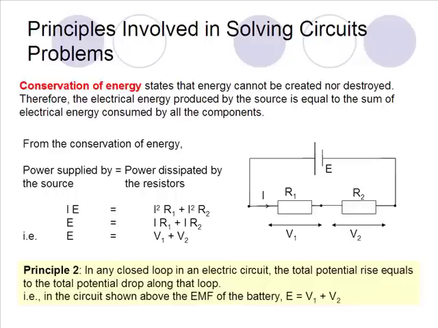Summarizing this, we have principle number 2: in any closed loop in an electrical circuit, the total potential rise equals the total potential drop along that loop. In this case there is only one battery, so one potential rise, E, and two potential drops, V1 and V2, which you sum up. Are you ready for some examples? Let's look at page 3, example 3.